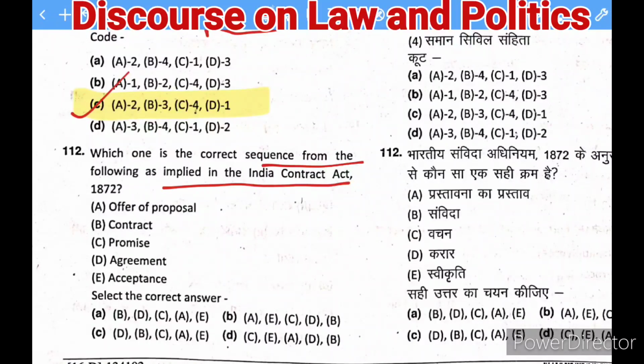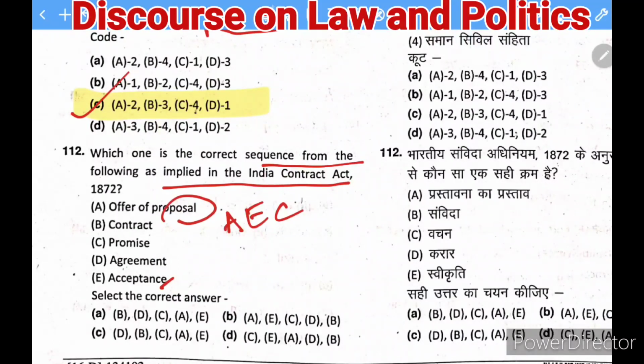Firstly, there must be the offer or proposal. So A is required to come first. Then after the proposal, you will accept that proposal. Then the acceptance will come. Once you gave your acceptance, then you made a kind of promise. So therefore the C will come next.